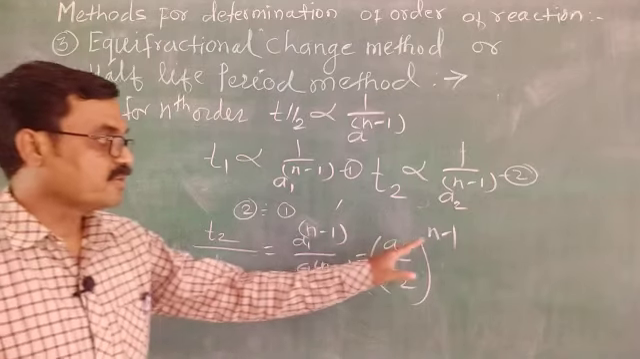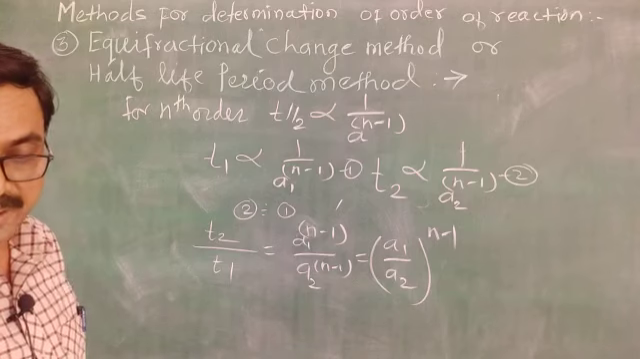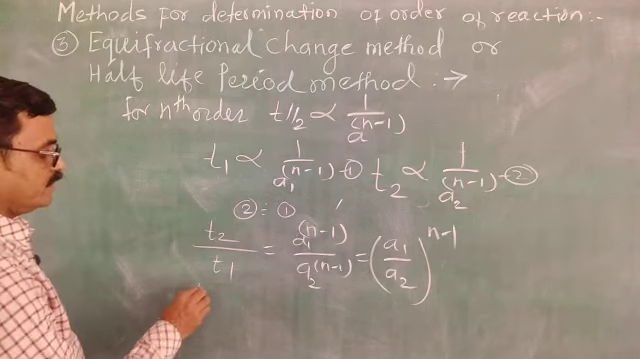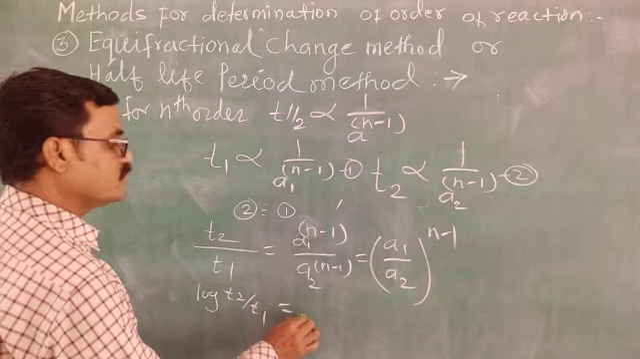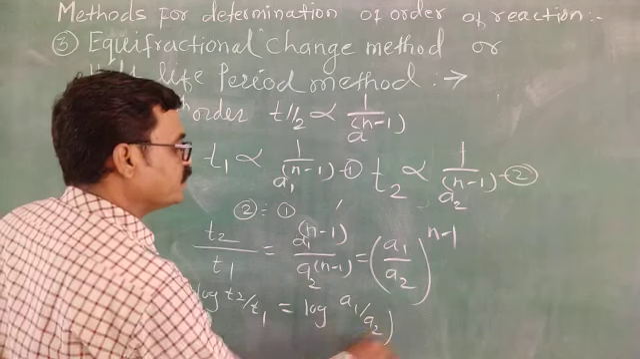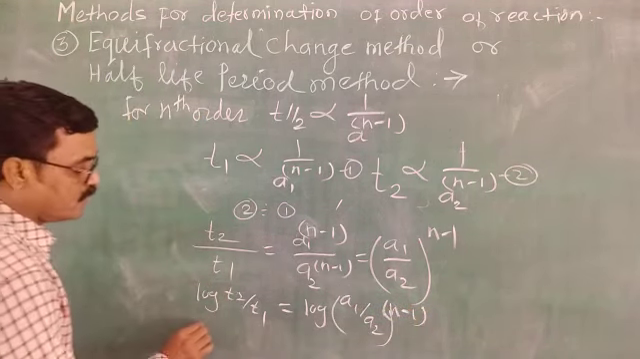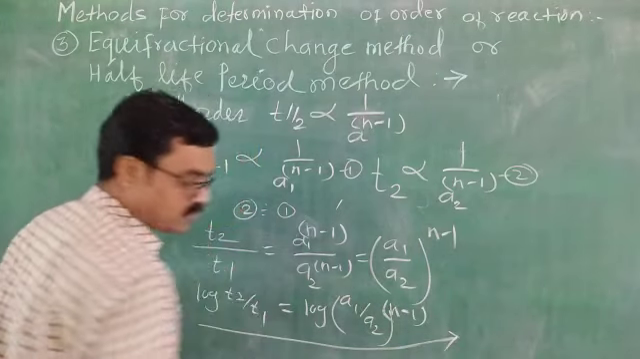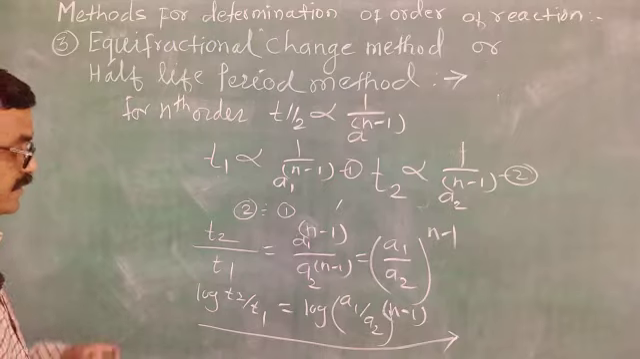Now we have to find out the order, this n. Taking log on both sides, log of T2 upon T1 is equal to log of (A1 upon A2) raised to power n minus 1. Now after this we have to solve further by using simple mathematics.